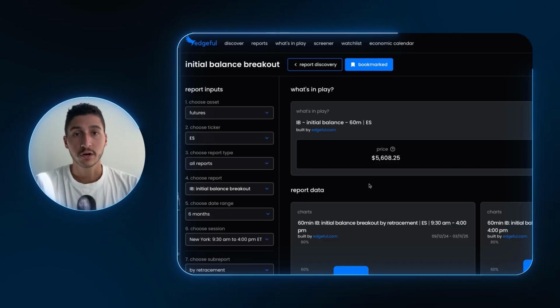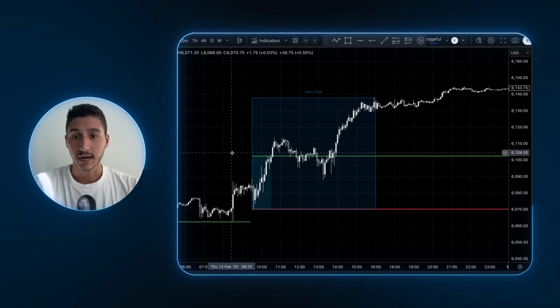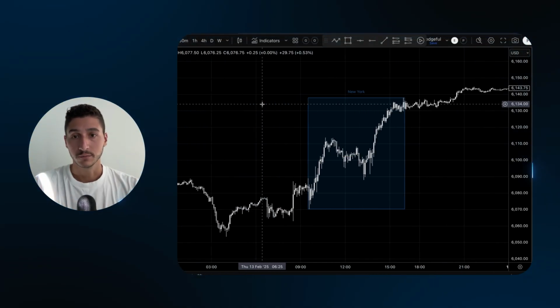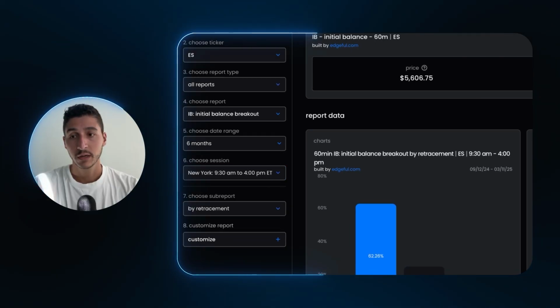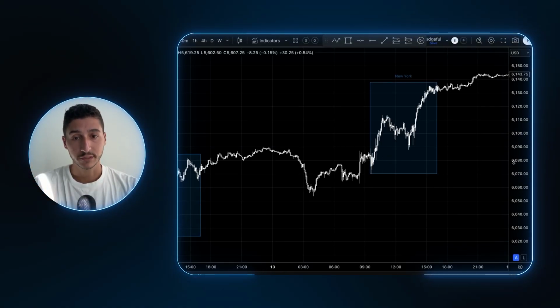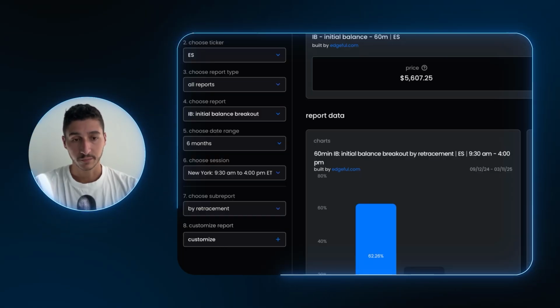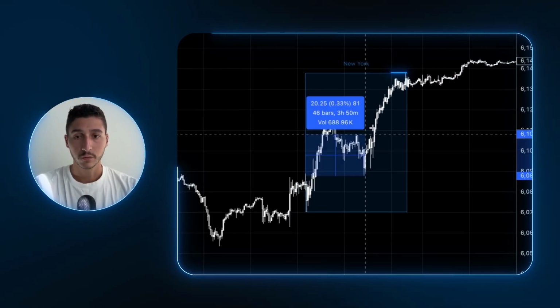So let's start out and explain what is the initial bounce. The initial bounce is the high and the low of the first hour of the session. By session, I'm referring to the New York session right here. And just so you know, on Edgeful, whenever you have a session selected, you can see these blue boxes here are the New York session. You can see 9:30 to 4 p.m. Eastern Time. These boxes go from 9:30 to 4 p.m. Eastern Time.